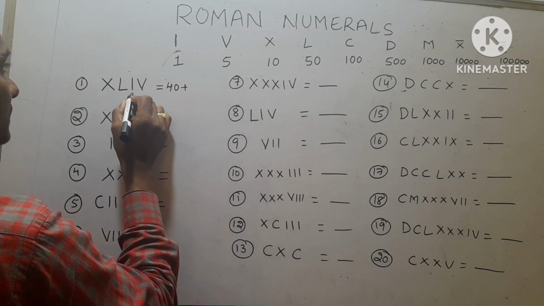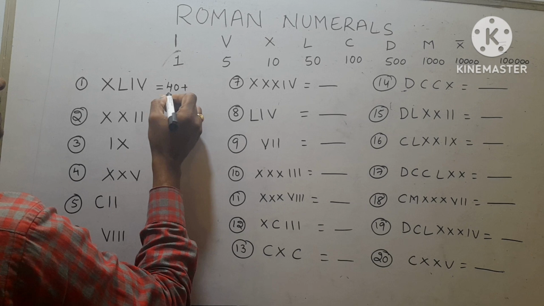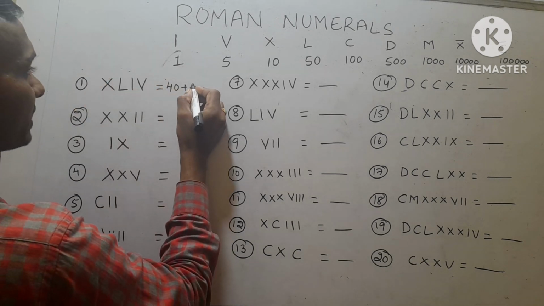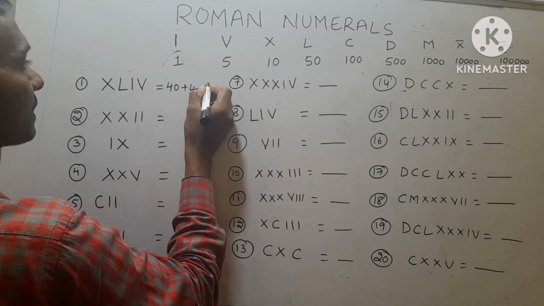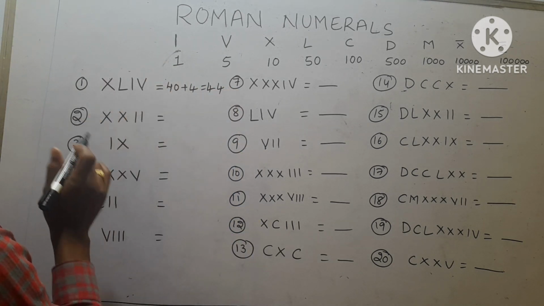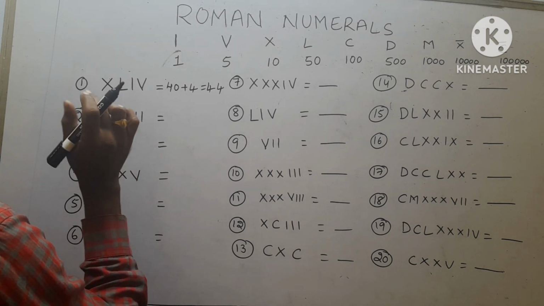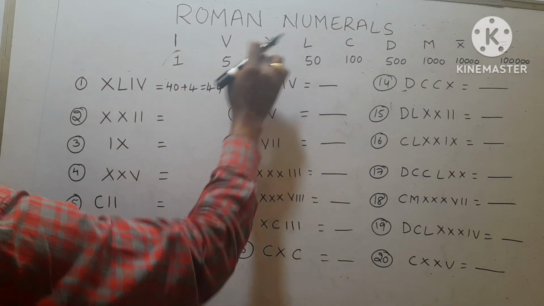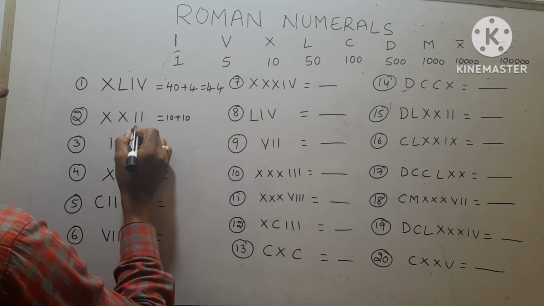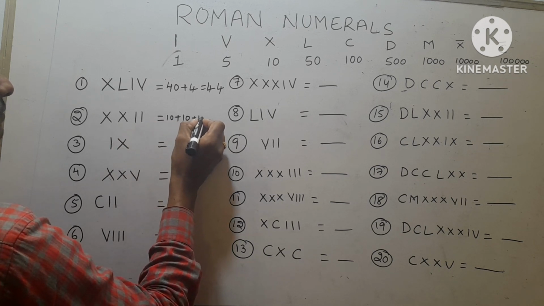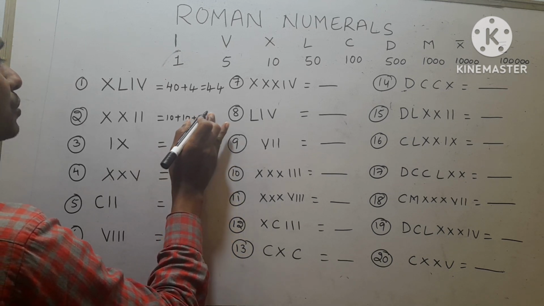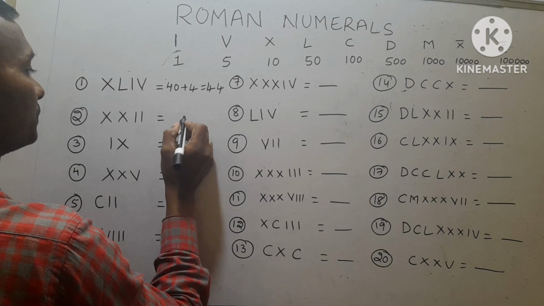And this is IV, which means 4. 5 before 1 is there. 5 minus 1, that is also 4. So the answer is 44. Now coming to the second question. X means 10. 10 plus I, 1 plus 1. That will give you how much? 22.